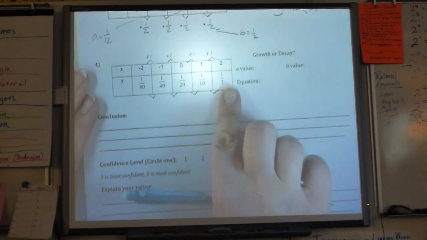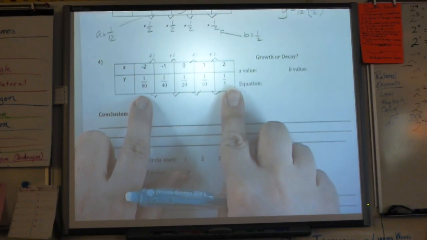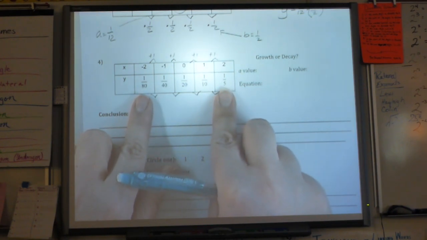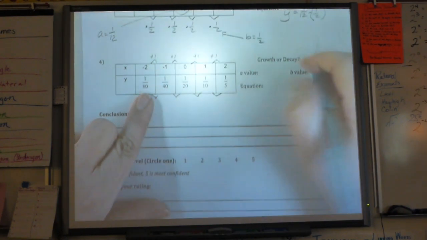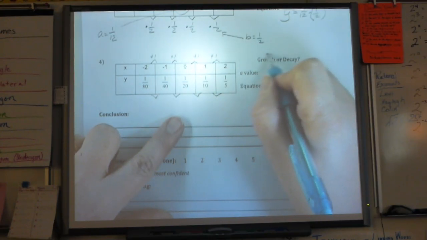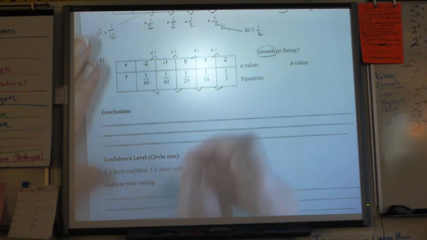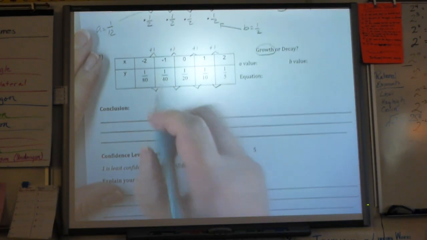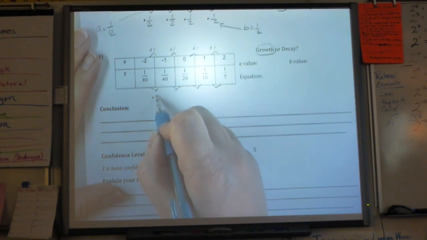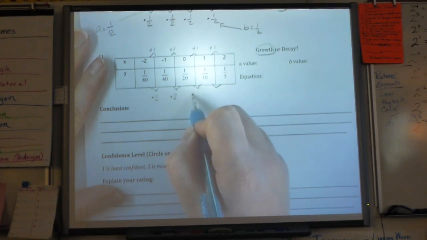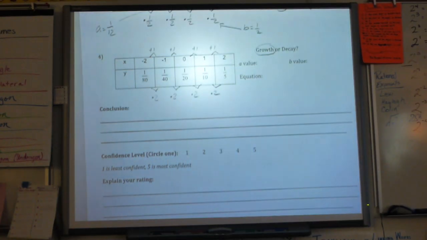Is this increasing or decreasing? Increasing. 1/80th of something is quite small. 1/5 of something is quite a bit larger than 1/80th. So we have exponential growth. We're going to assume it's exponential growth. We need to see if we have a constant growth factor here. What's the relationship between 1/80th and 1/40th? Multiplied by 2. Between 1/40th and 1/20th, we multiplied by 2. Between 1/20th and 1/10th, and then from 1/10th to 1/5, we're doubling each time.